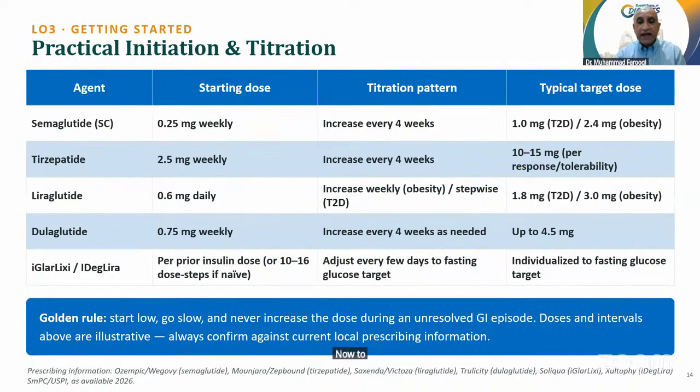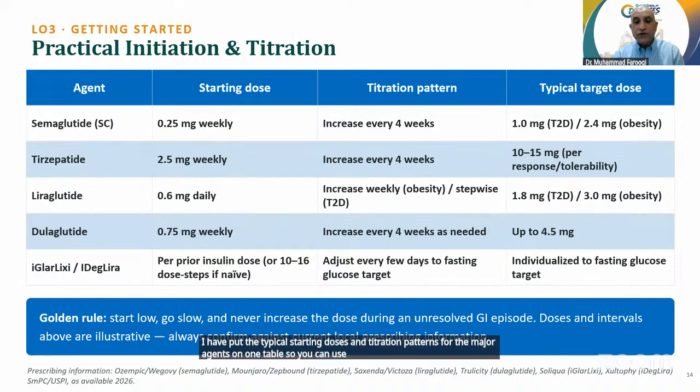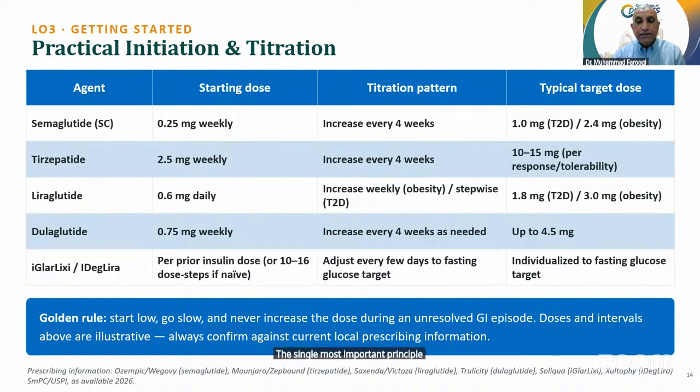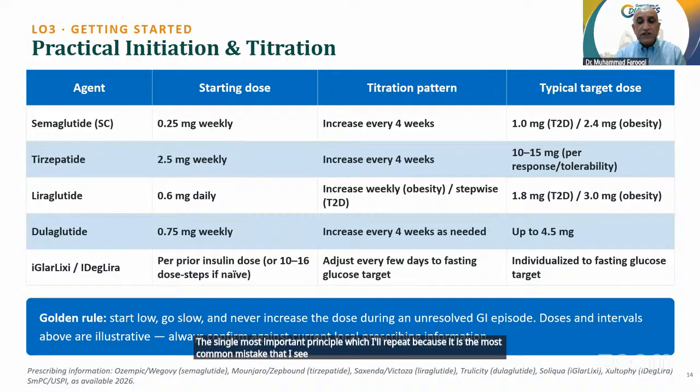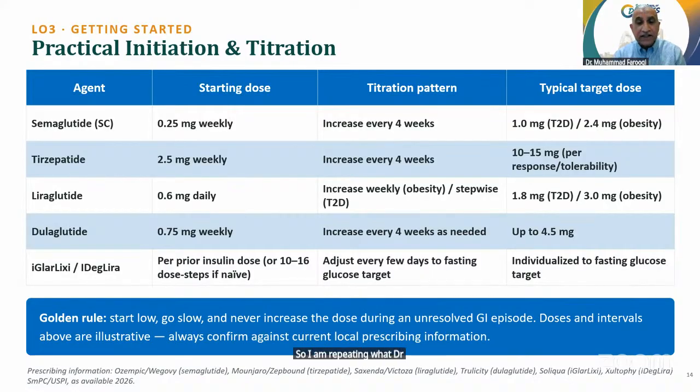Now to the practical mechanics. I have put the typical starting doses and titration patterns for the major agents on one table, so you can use that as your reference. The single most important principle, which I'll repeat because it is the most common mistake that I see: never increase a dose while the patient has unresolved GI symptoms. Slower is almost always better than faster here. So I am repeating what Dr. Tariq Riyad had said earlier: go slow.